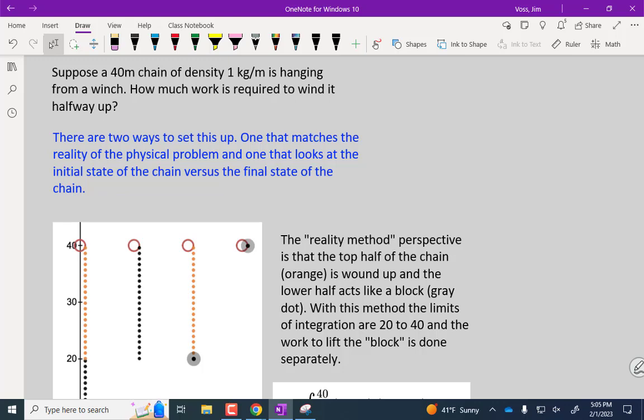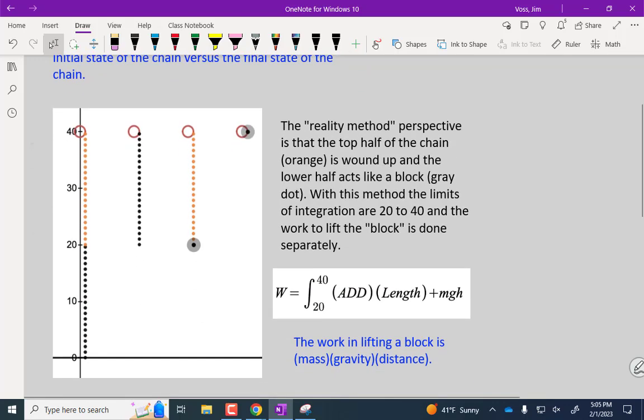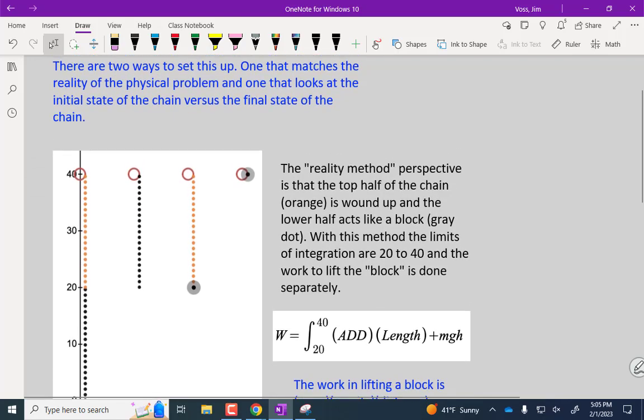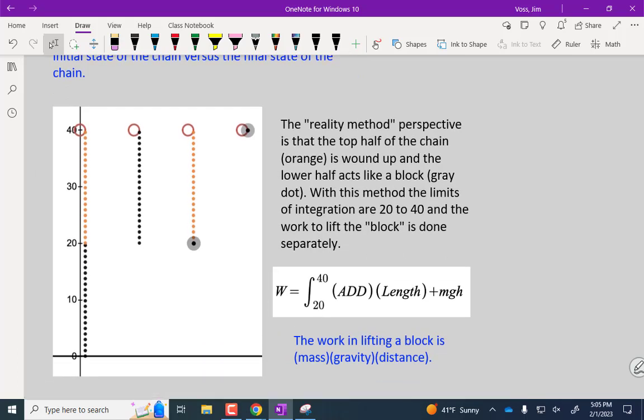So there are two ways to do this. We're just going to wind it up halfway. Let's look at this image here. This one I am going to call the reality method. So we've got our 40-meter chain, and we're going to wind it halfway. The orange links get wound up onto the winch, and the lower half of the chain, the black links, are just there. That's where it starts, that's where it ends.